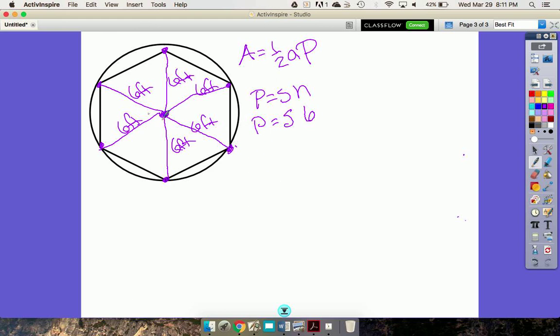So let's figure out what we have. So I'm going to draw a circle in the middle, and we're going to figure out what our interior angles are going to be. I know I have 1, 2, 3, 4, 5, 6 interior angles. So I'm going to do my 360 divided by my number of sides, which is also my number of angles in the middle. And that gives me 60 degrees.